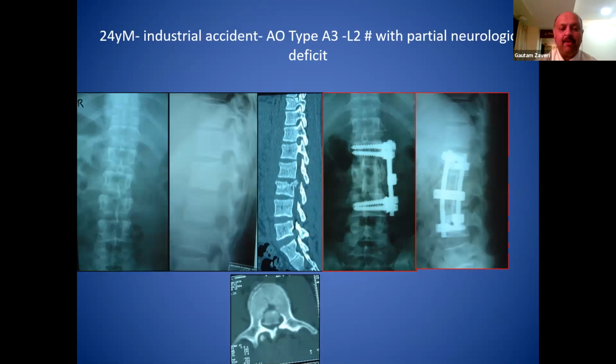So here is an example of a patient who had a very severe partial neurologic deficit with a fracture at L2 and a very severe canal compromise, where an anterior approach was done, anterior partial vertebrectomy and reconstruction after decompressing the canal.